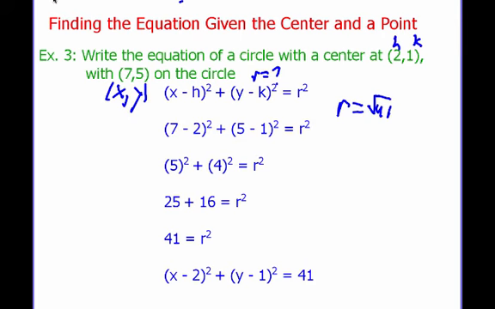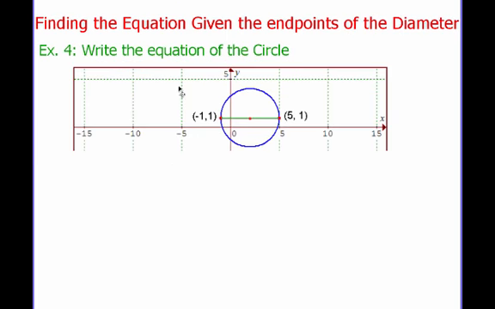So this is how we figure out the equation of a circle given the center and the point. And our final example, and this is the harder one, is finding the equation given the endpoints of the diameter. So we're going to write the equation of this circle, and we're given that the endpoints of a diameter are -1, 1, and 5, 1. And here we got to think, what's our problem? We need to have both the center and a radius. And we don't actually have either one of those. So we're going to have to figure them out.